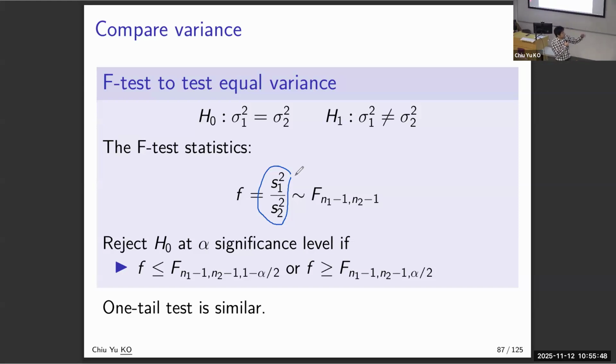So that's why the F table depends on how many observations are in the two samples, right? That's why you need to check the N1 minus 1 and N2 minus 1 table. So this is more complicated than the T table. In the T table, we just care about one number. That's a one-dimensional table. And for the F test, you have a two-dimensional table.